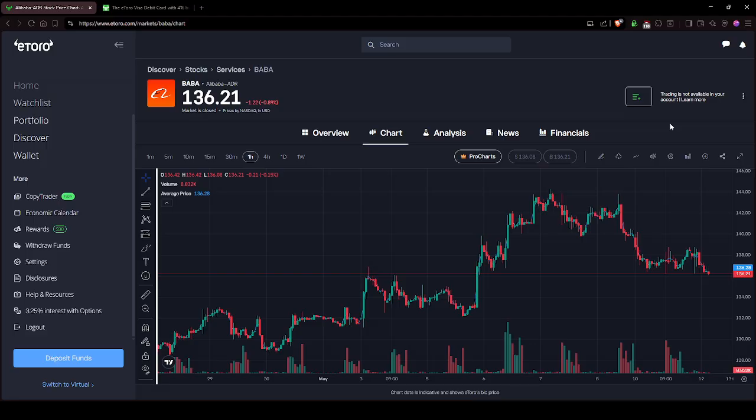To activate CFD trading, toggle the switch that allows you to use leverage. Ensure you understand the risks associated with leverage before proceeding, as it can amplify both gains and losses. Finally, after adjusting your settings, click the Open Trade button to execute your CFD trade. You can monitor your position in the Portfolio section of your account. Remember to keep an eye on market trends and manage your risk accordingly as you engage with CFD trading on eToro.